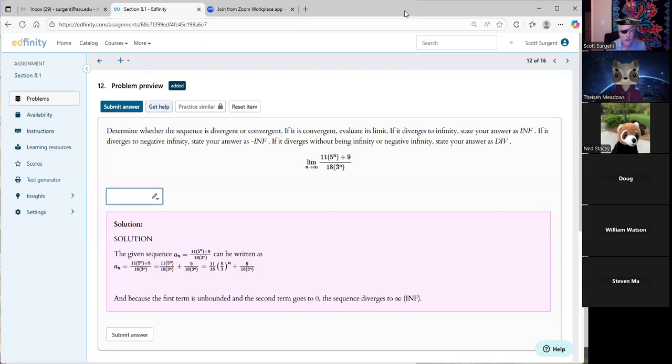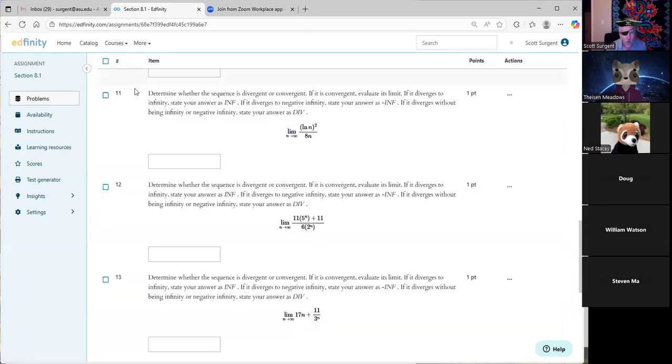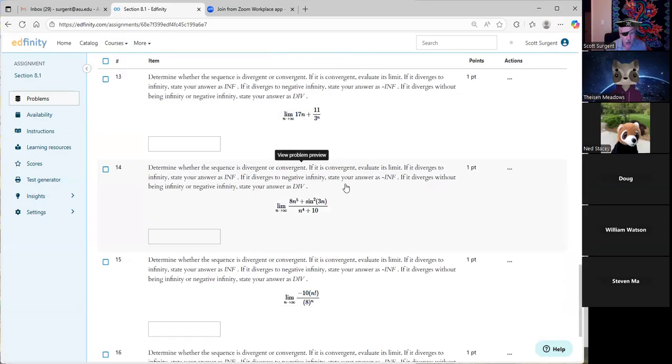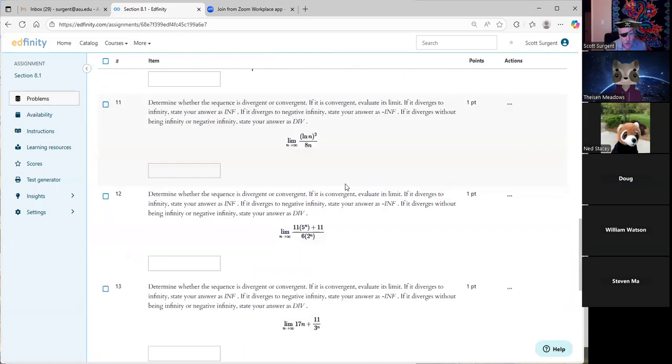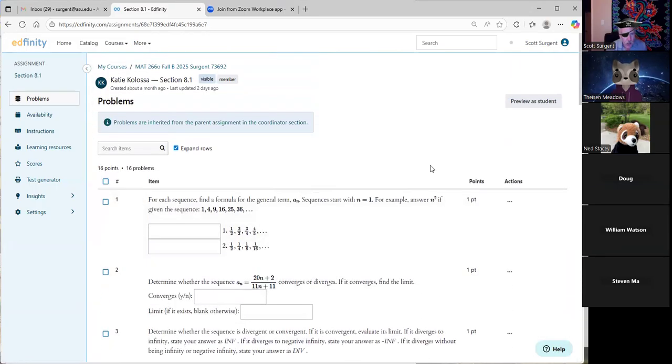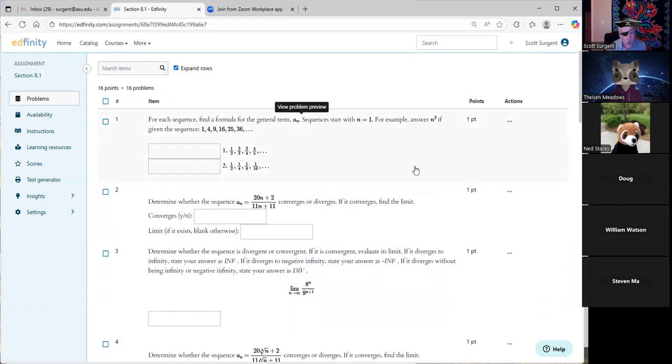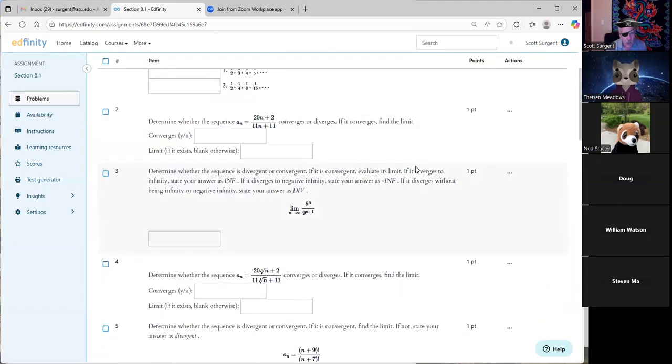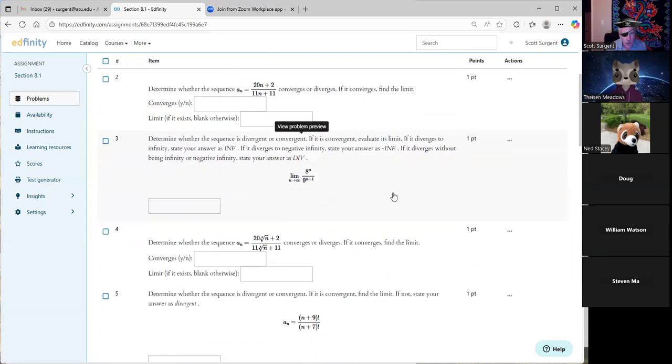All right, good deal. Anybody else have a question on this one, number 12 on 8-1? Since I've got it up here, are there any other questions from 8-1 that you're wondering about? Basically, you're dealing with sequences at this stage, not yet series.